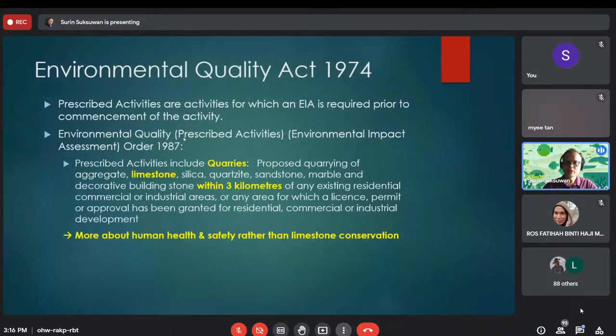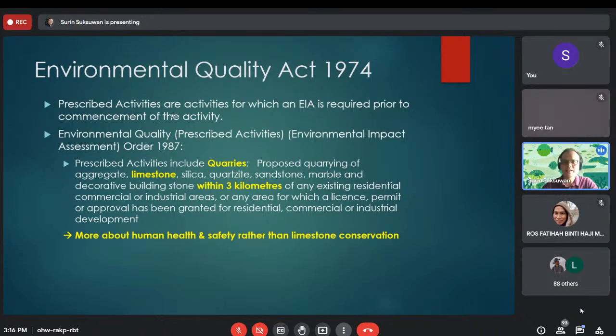And then we have the Environmental Quality Act 1974. Most people are familiar with this act because this is the act that talks about EIAs, or environmental impact assessments, right? So what activities need to have EIAs? They are described under this Environmental Quality Prescribed Activities EIA Order 1987. This prescribed activity order lists out all the different types of activities that require EIAs. So if it's not a prescribed activity, then you don't need an EIA. But if it's in the list, then yes, you need an EIA.